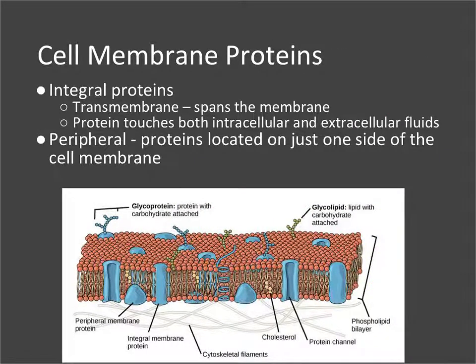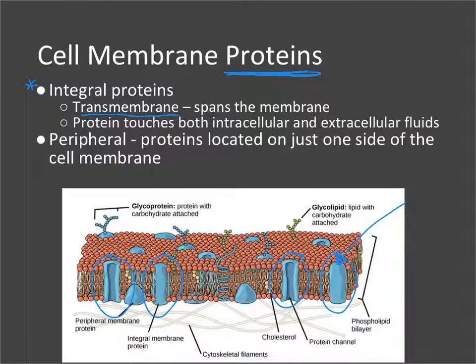So let's start by talking a little bit more about these cell membrane proteins. These are the things drawn in blue on our picture down here. And there are two main classes of proteins. The integral proteins are ones that span or go all the way across the phospholipid bilayer. So you can see these proteins here where they are touching both the inside and the outside of the cell. These are our integral proteins. And you might also see them referred to as transmembrane because they span the membrane. They go to both sides of the membrane.